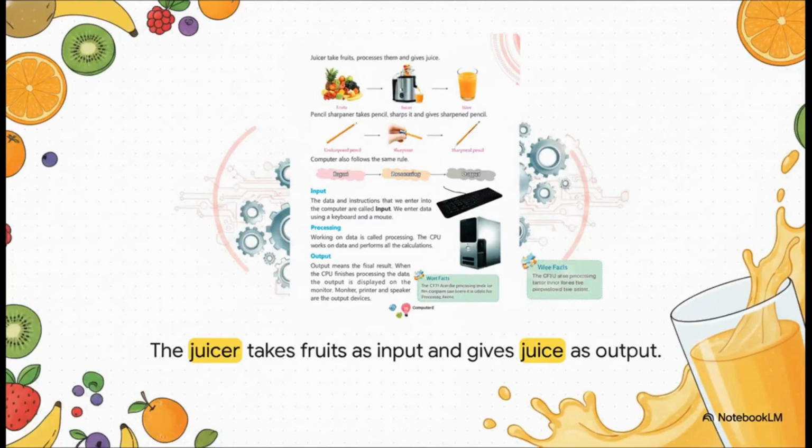Let's build on this with another everyday analogy, making breakfast. Dropping fresh fruit into a juicer is your input. The blade spinning around and crushing it all up is the processing. And pouring that refreshing glass of juice is the ultimate output. Input, process, output. It really is a universal rule.